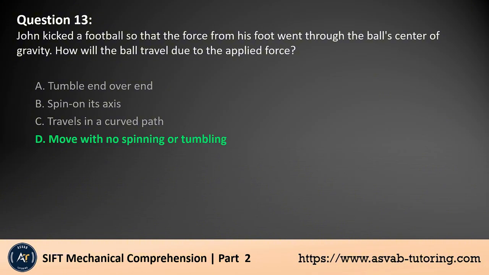The answer is D. If John kicks the football with the force going through its center of gravity, the ball will move in a straight line without spinning or tumbling. The force applied through its center of gravity ensures no rotational motion, so the ball travels in the direction of the applied force without additional spinning.